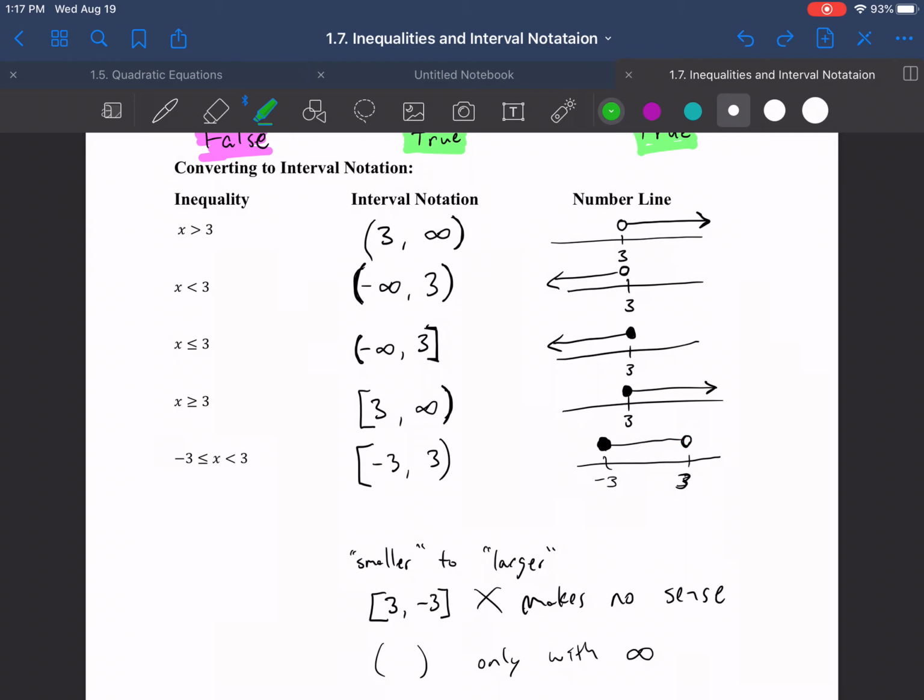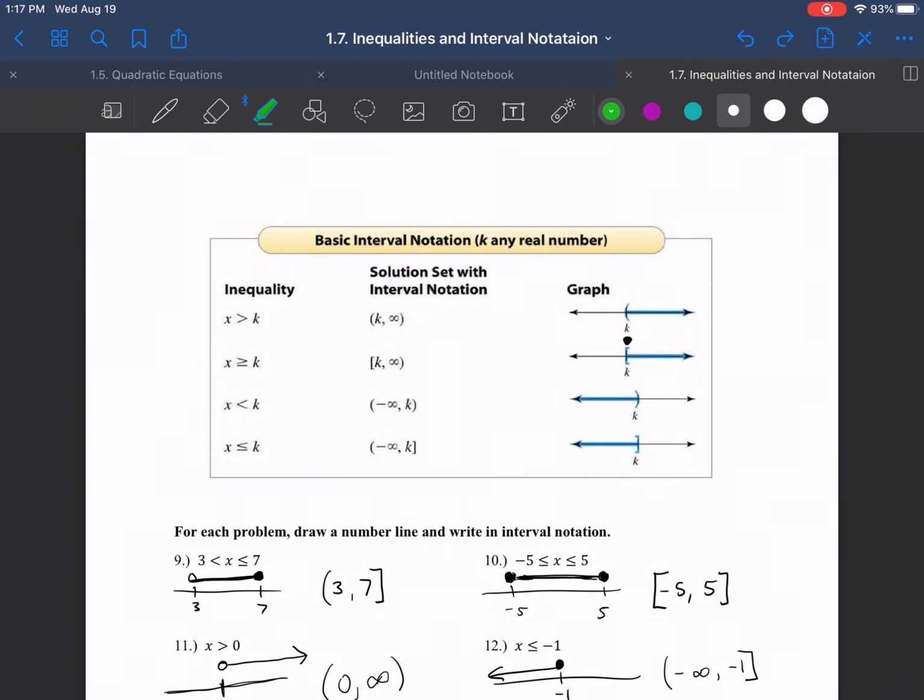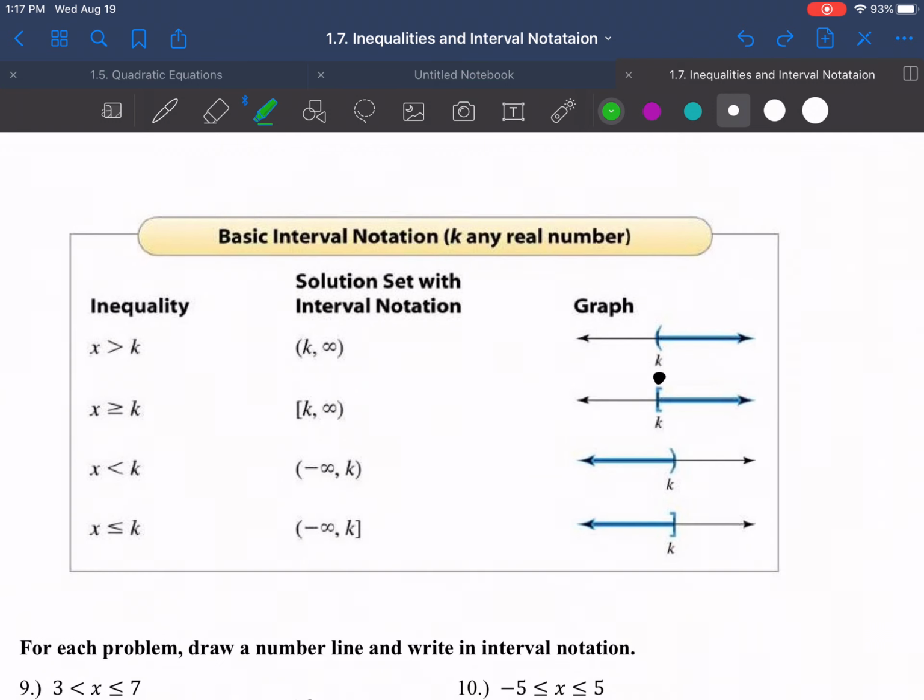Okay, next page here, some basic interval notation. Now, this is the way you may see it sometimes, but here you can see the inequalities and then the interval notations that would go along with it. Okay, so make sure you recognize those and understand where those come from, where k is just some number. It could be a 7 or a 50 or a million or a -5 or whatever. And then there's our way of graphing it.